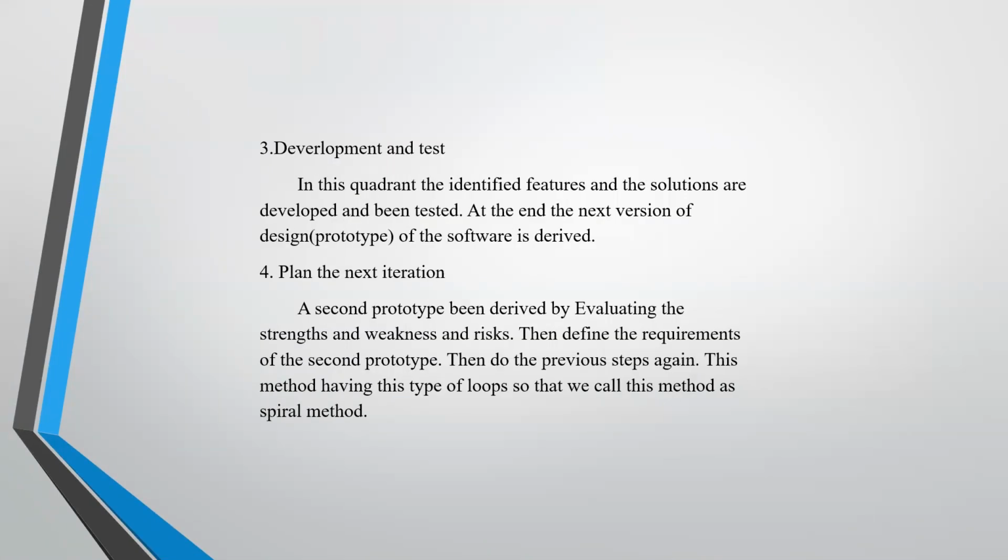Development and test. In this quadrant, the identified features and solutions are developed and tested. At the end, the next version of the design prototype of the software is derived. Plan the next iteration. A second prototype is derived by evaluating the strengths, weaknesses and risks. Define the requirements of the second prototype. Then do the previous steps again. This method has these types of loops, so we call it the spiral method.